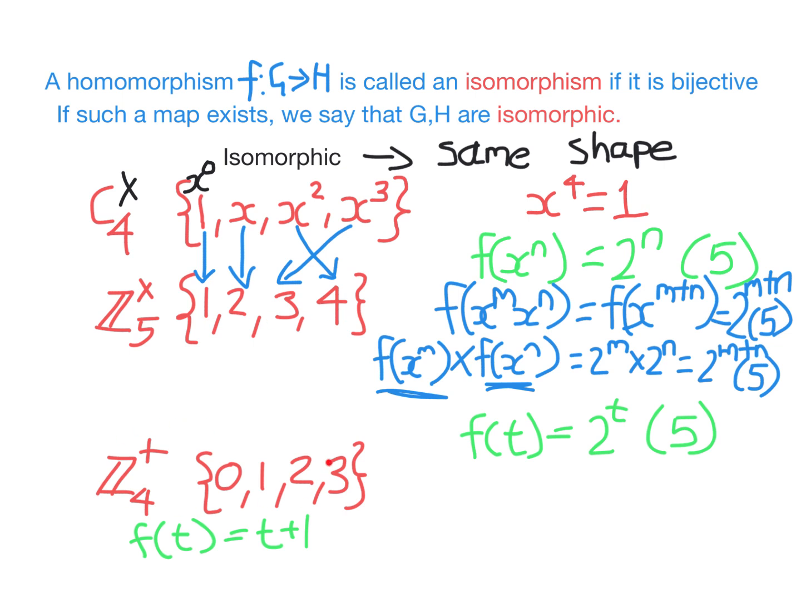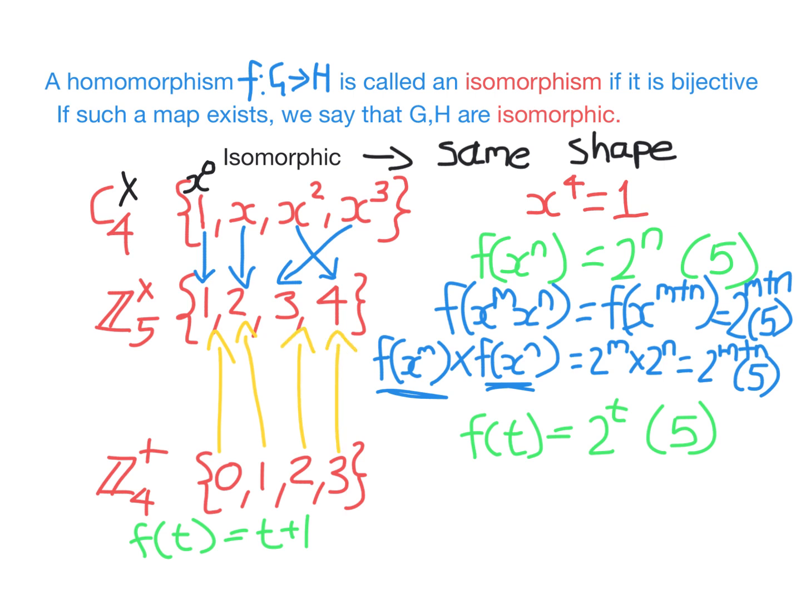So what about this set here? It turns out this set, which is integers modulo 4 under addition, is isomorphic to this set as well. So let's try and find a homomorphism from this group to this group. Now the obvious one is f of t is t plus 1. I just take the element in this group and add 1 to it. So what would happen under this map? 0 would be mapped to 1, 1 to 2, and so on.